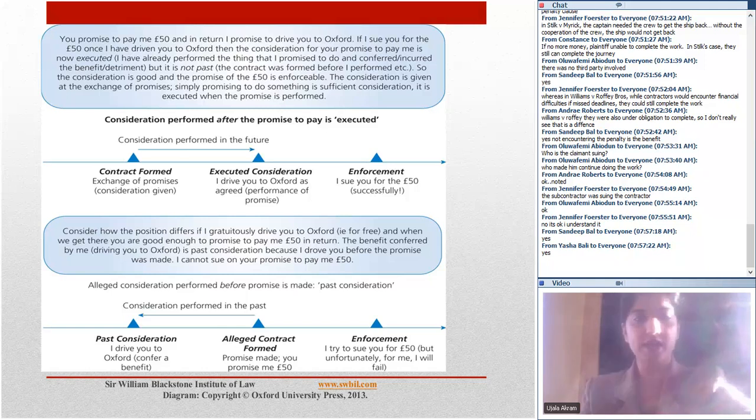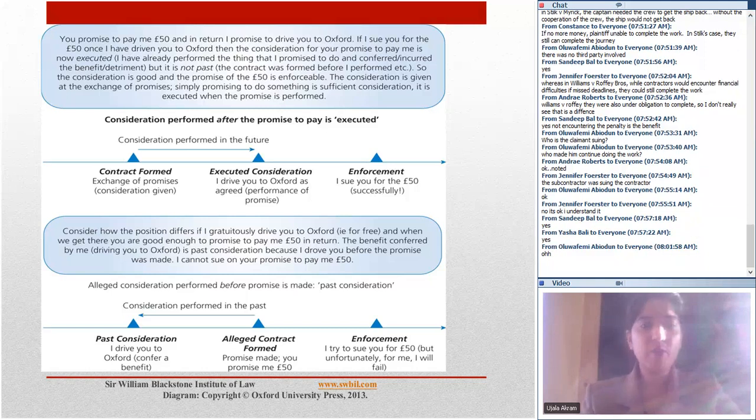Now look at the second scenario at the bottom and consider how the position differs if I just drive you to Oxford for free, and when we get there, you are very kind and you say that you promise to pay me £50 in return because I've driven you to Oxford. The benefit conferred by me is past consideration because I drove you before the promise was made. So therefore, I cannot sue you on your promise to pay me £50.